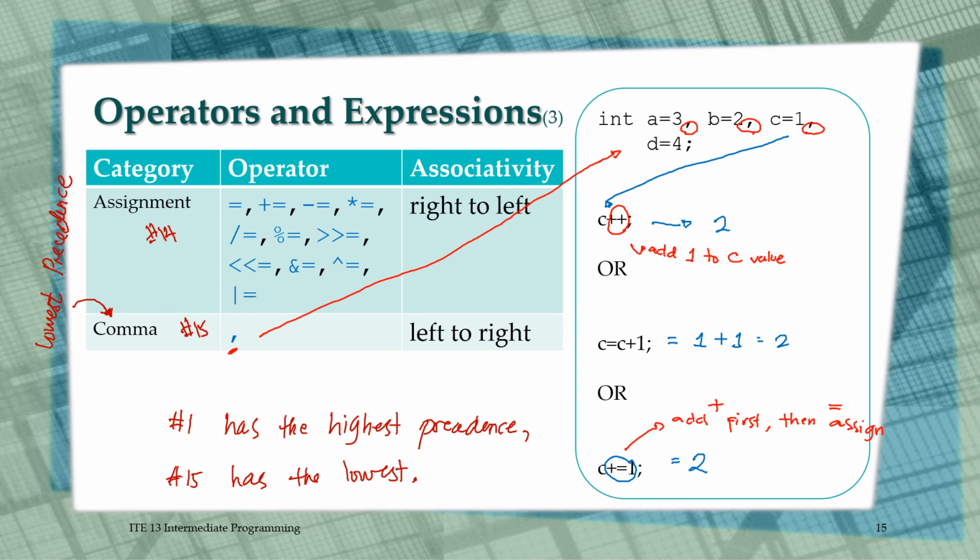It could be a separator during variable declaration or a separator like in printf and scanf, separating strings from variables, constants, or expressions. In summary, we have 15 hierarchical groups of operators, where the postfix has the highest precedence and the comma the lowest.